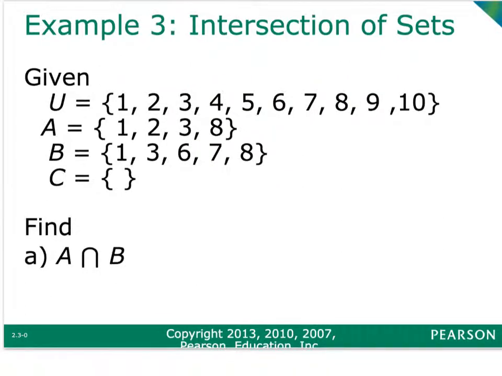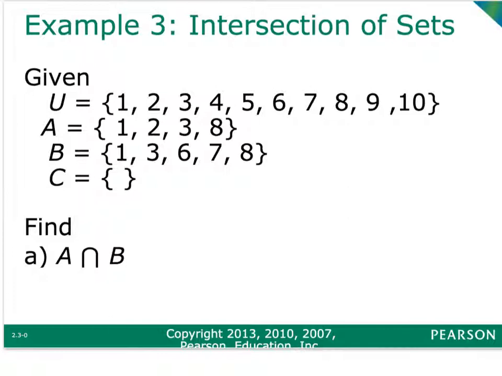Okay, so let's go back to another example. This time our universal set is the numbers 1 through 10. Set A is the numbers 1, 2, 3, 8. Set B is 1, 3, 6, 7, 8. And set C is the empty set. It has no elements in it. Okay, so I would like for you to represent A intersection B. Okay, so if you were going to do this, you could do it a couple of ways. You could do it with a Venn diagram if you want.